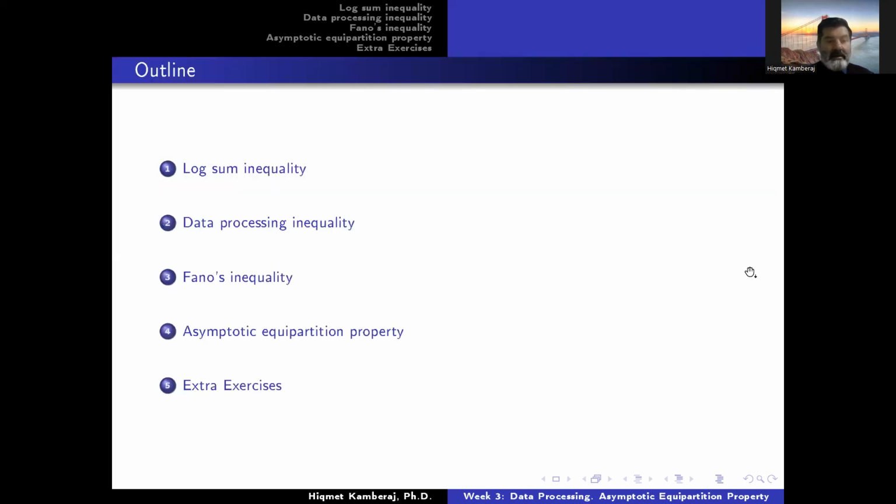An outline of the presentation for today includes log sum inequality, data processing inequality, Fano's inequality, asymptotic equipartition property, and extra exercises. First, I'll talk about the log sum inequality.